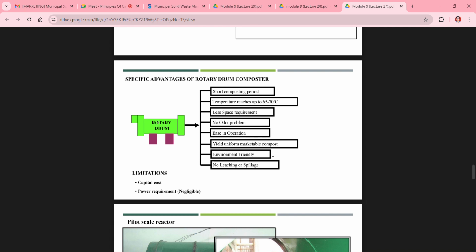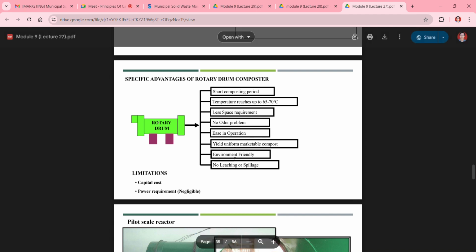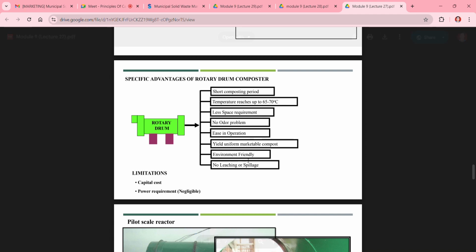it yields uniform marketable compost, because we are continuously providing aeration, and we are mixing the material continuously during the composting process. Okay, so it will provide us a uniform yield of marketable compost material, and it is environment friendly, and no leaching or spillage will happen.